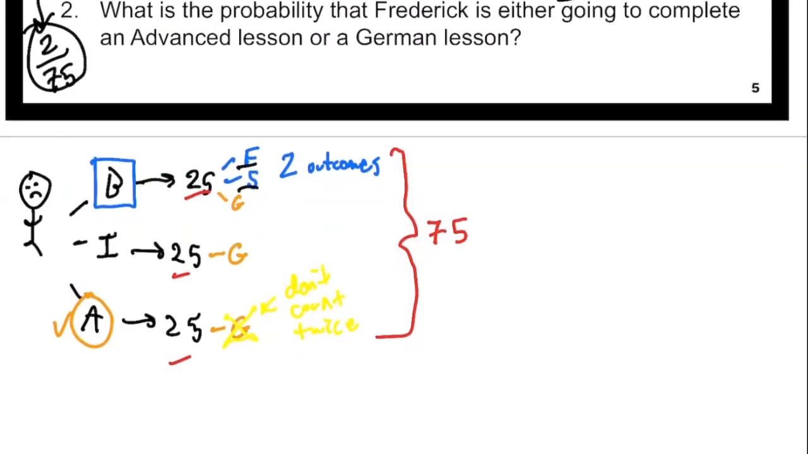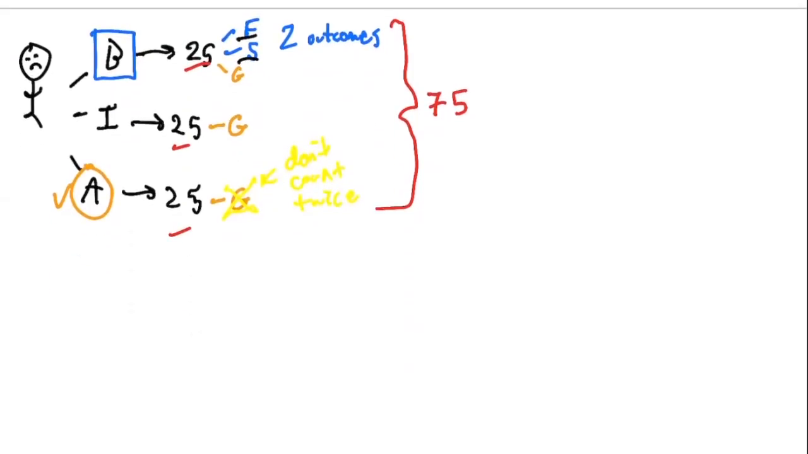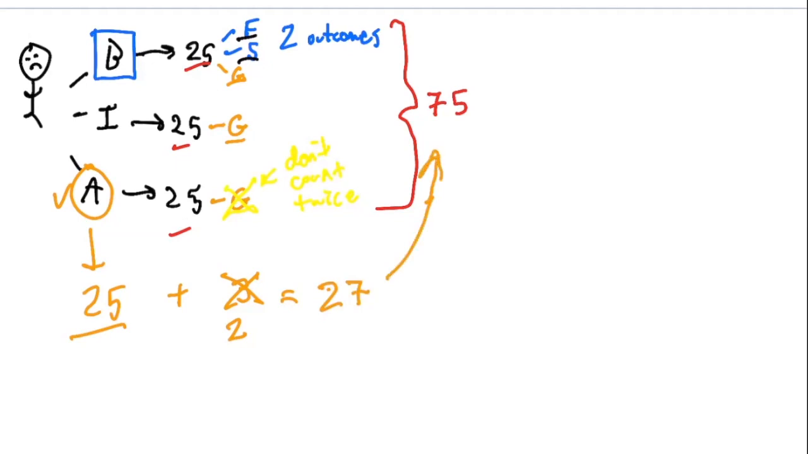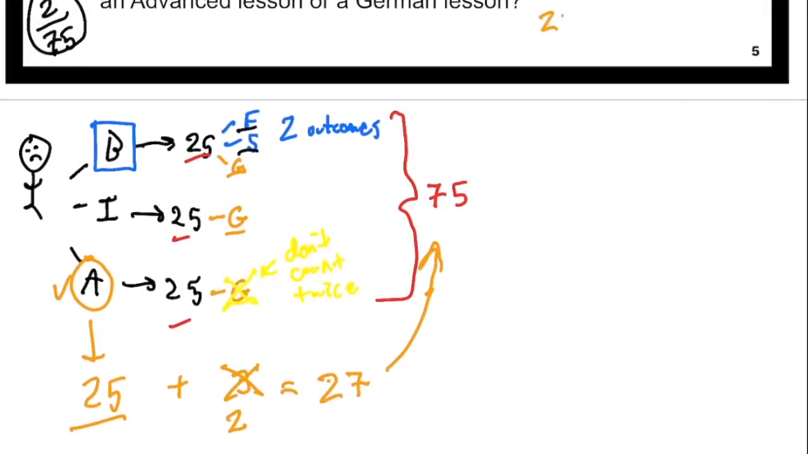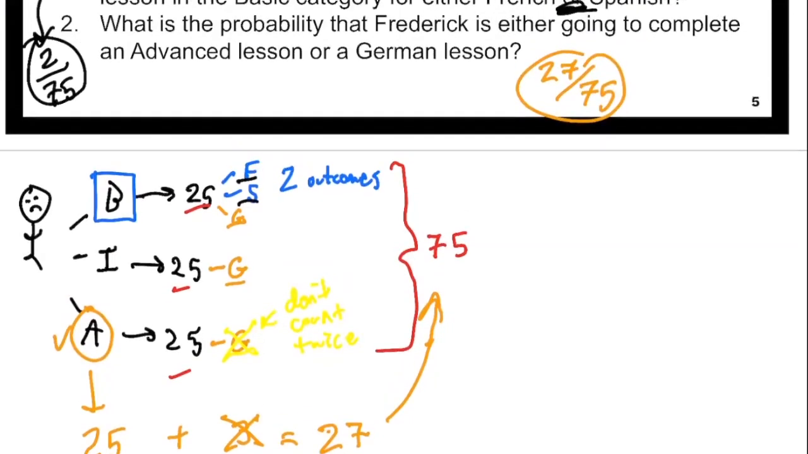So instead of taking all of the possible outcomes in the advanced space, which is 25, and adding all of the possible German outcomes, 3, we're going to be careful. We're only adding these other 2 outcomes, because for our third one, we're already in the advanced category, so we already counted that over here. 25 plus 2 gives us 27, and again, that's out of 75 total outcomes. 27 out of 75 is our answer for number 2.